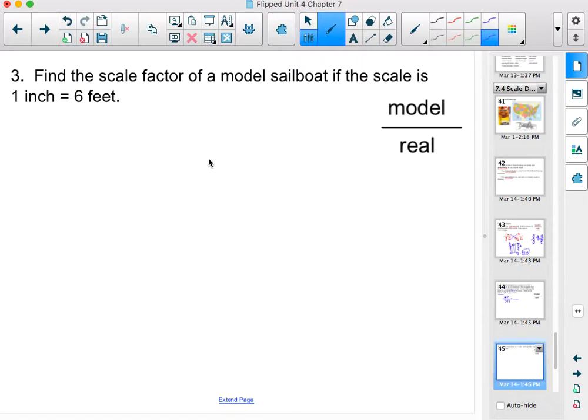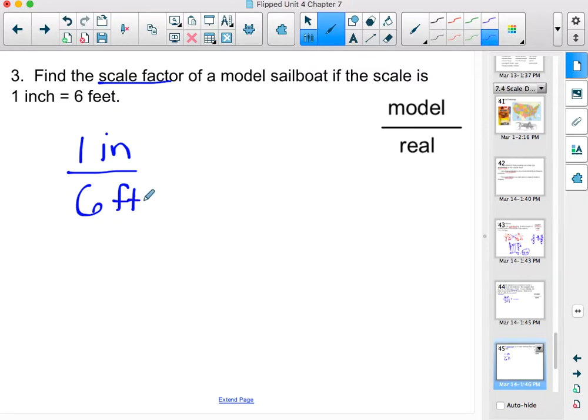Number 3, this is the last problem that we will do together. Find the scale factor of a model sailboat if the scale is 1 inch equals 6 feet. So again, we do model over real, 1 inch equals 6 feet.